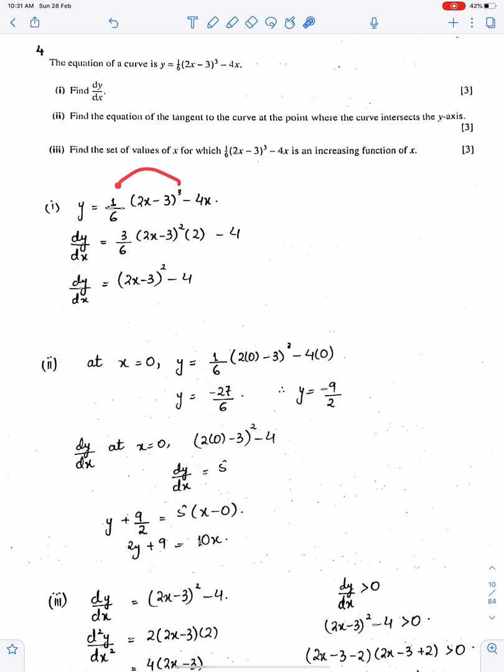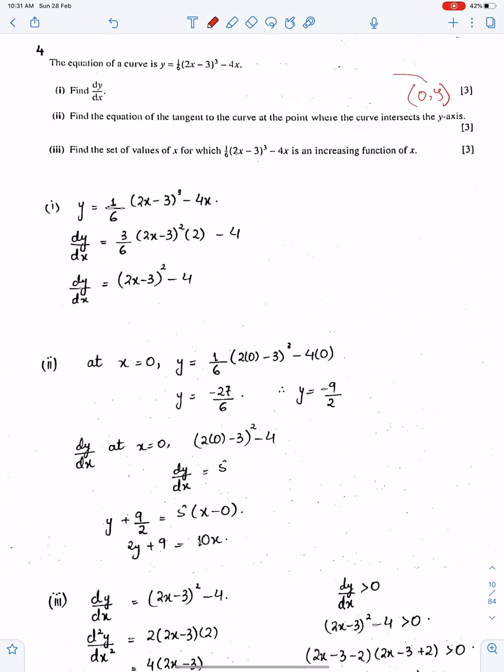You have to make power coefficient, subtract power by 1, take the differential of this bracket, which is 2. The differential of minus 4x is negative 4. Now the second part, equation of tangent to the curve at the point where curve intersects the y-axis. So this is simple. When curve intersects the y-axis, it will intersect at 0, y. The x-intercept will be 0.